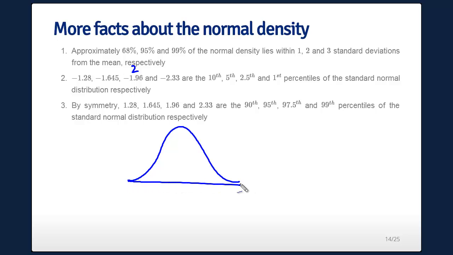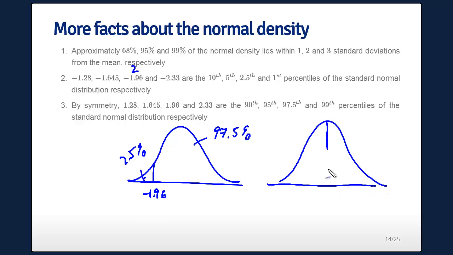So what I mean by that is if I wanted to find the point here so that 2.5% of the distribution lied below it and 97.5% lied above it, and I was looking at the standard normal, it would be negative 1.96. Of course, because it's symmetric, right? If I wanted to find the point that 2.5% lied above it and 97.5% lied below it, that would be positive 1.96. So that's for the standard normal.